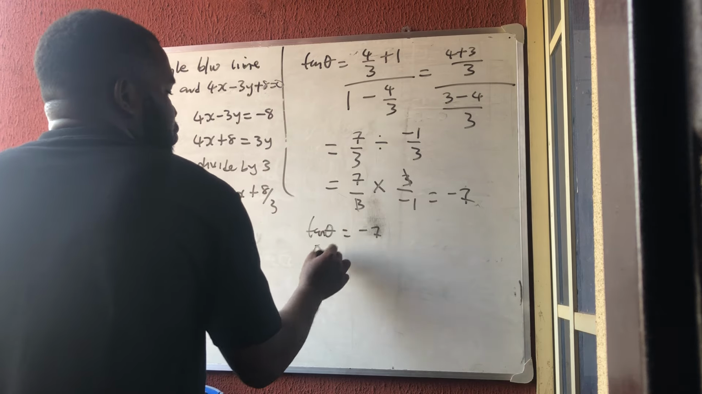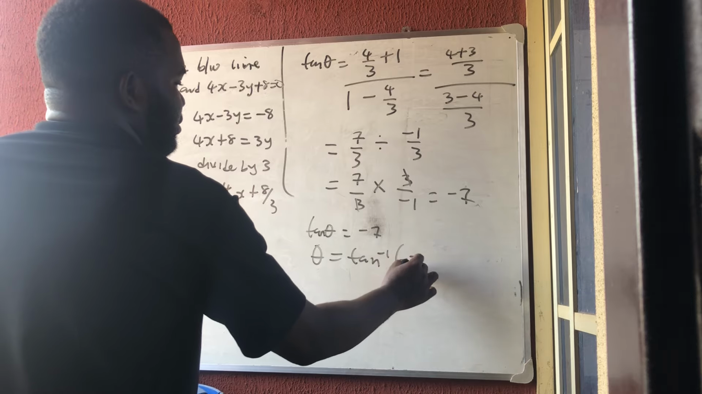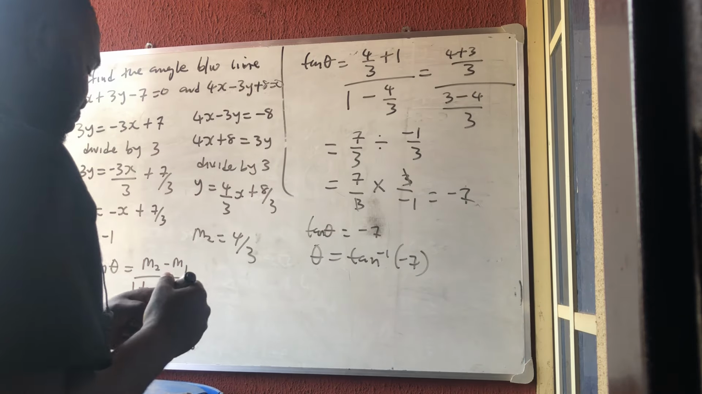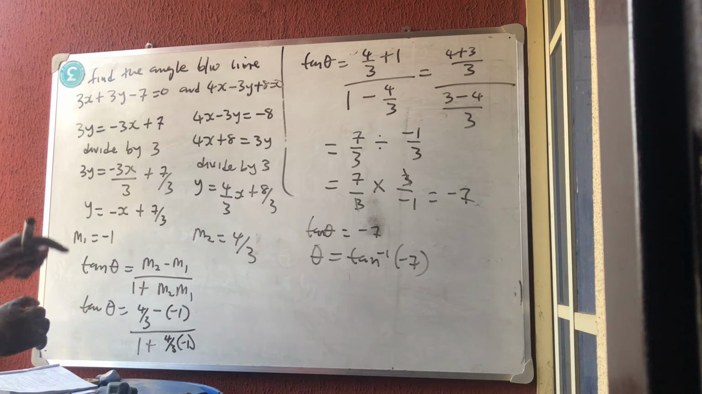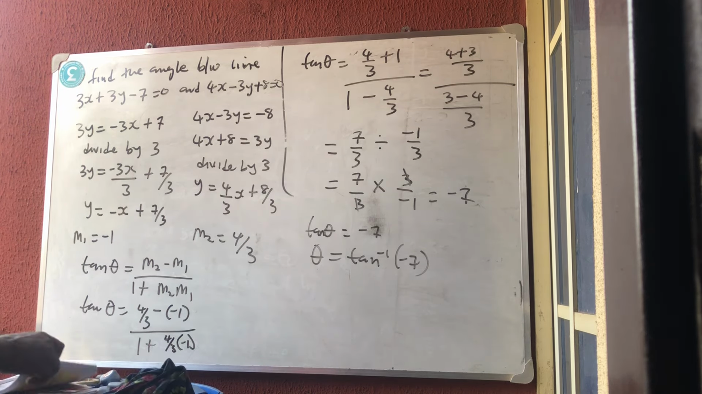So the angle between them, which is theta, is now the tan inverse of minus 7. So press that in your calculator and get your result. That is that. I hope you understood the method we took. The method we took was just getting the slope of each of them, then using the tangent rule. Whenever you are asked to find the angle between 2 lines, you must use the tangent rule.